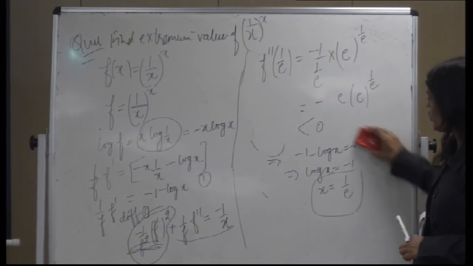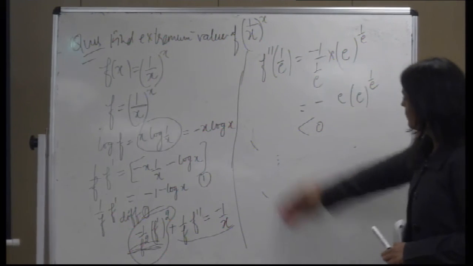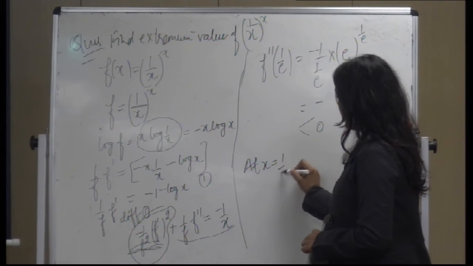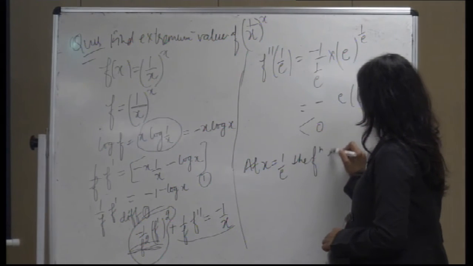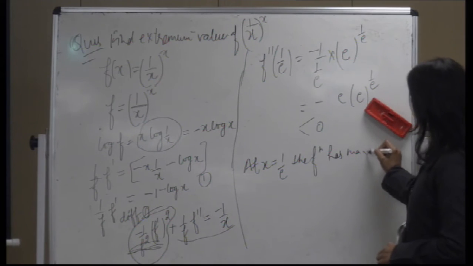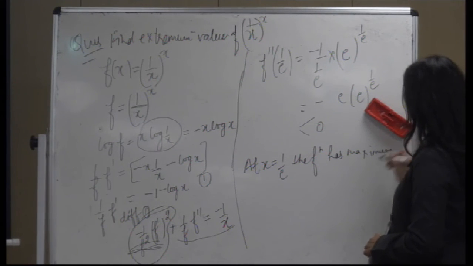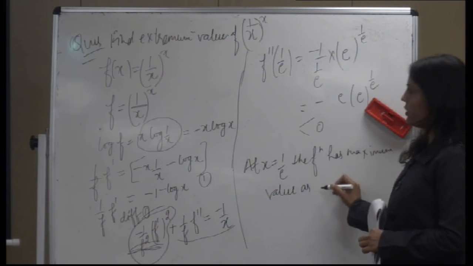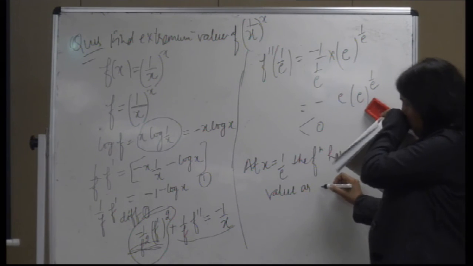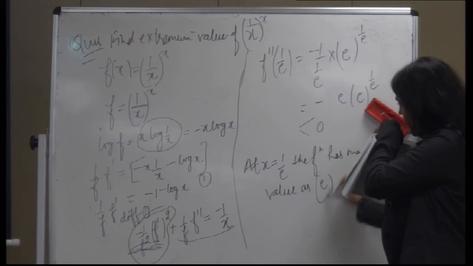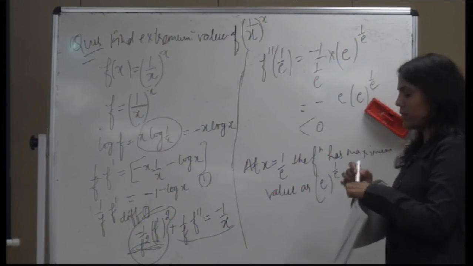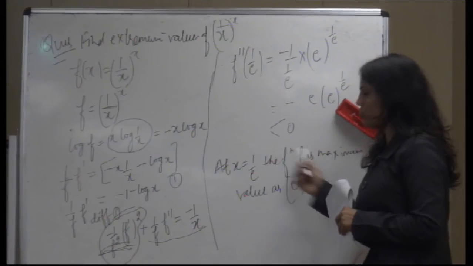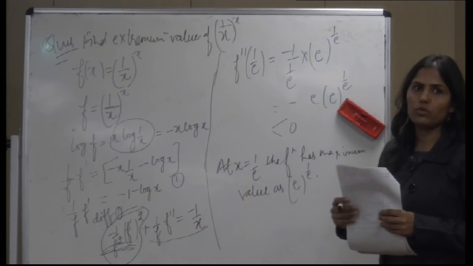So at x equal to 1 by e, the function has a maximum value, and that maximum value is how much? E to the power 1 by e. Sometimes straightforward questions come asking for the maximum value of this function, then you get 4 options, and then you check.